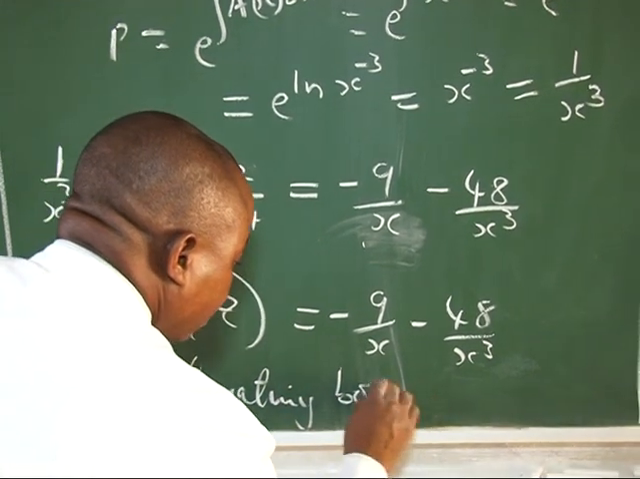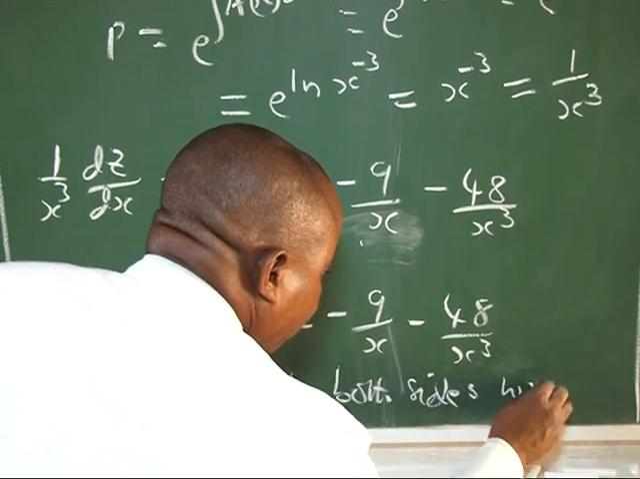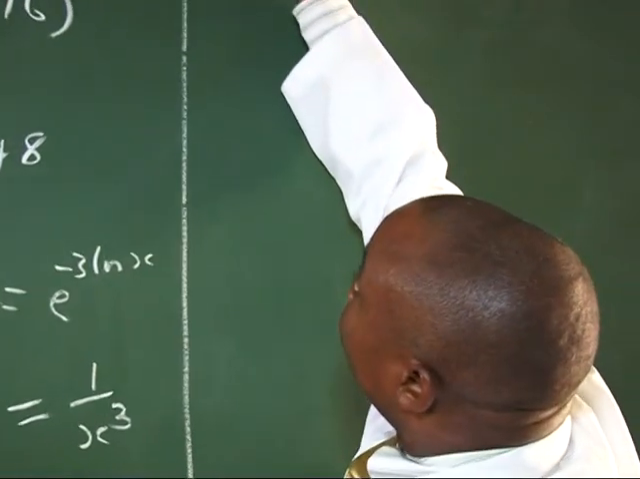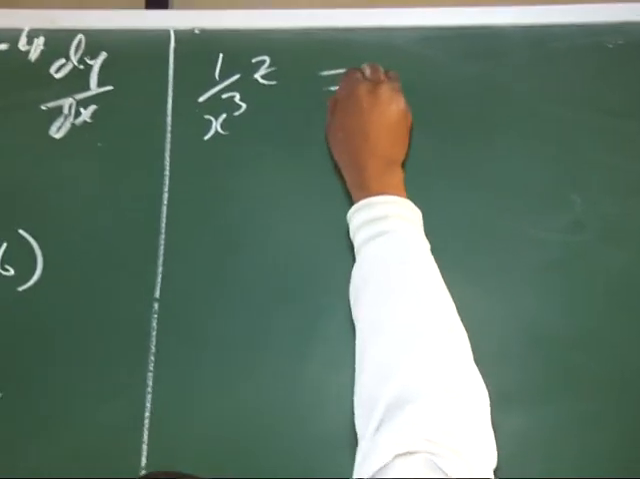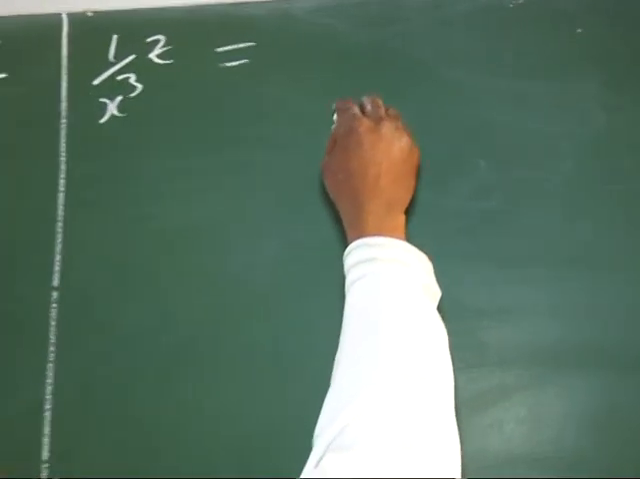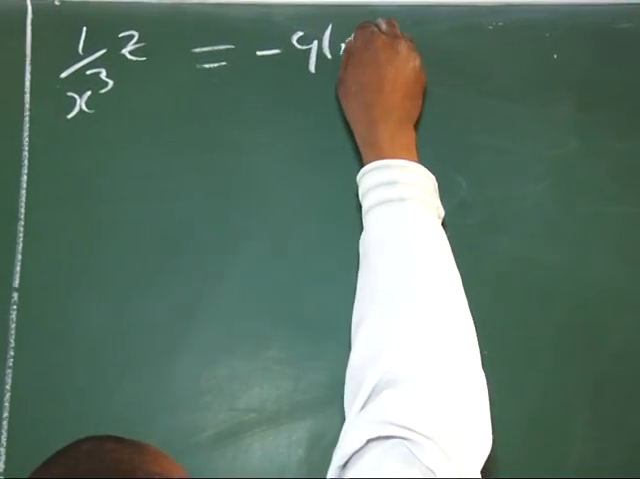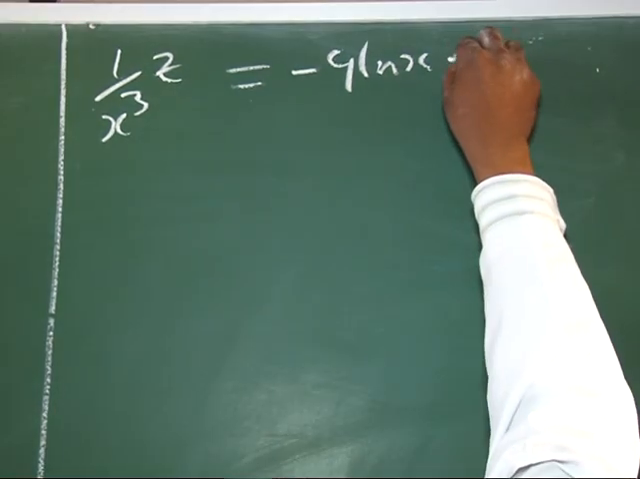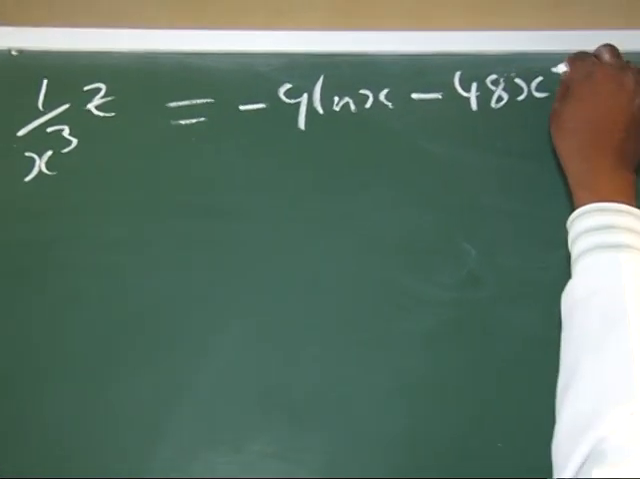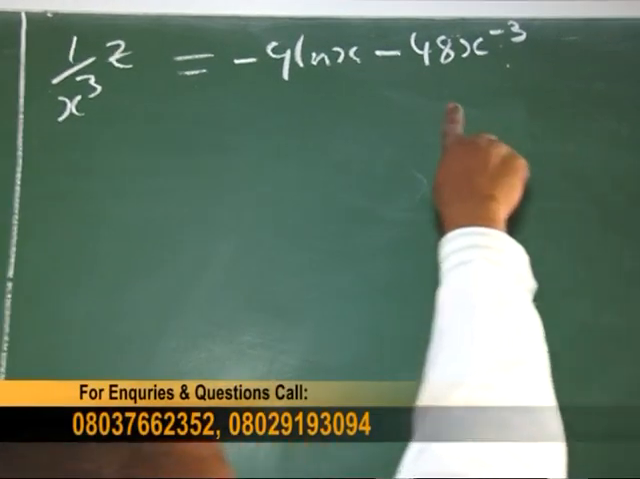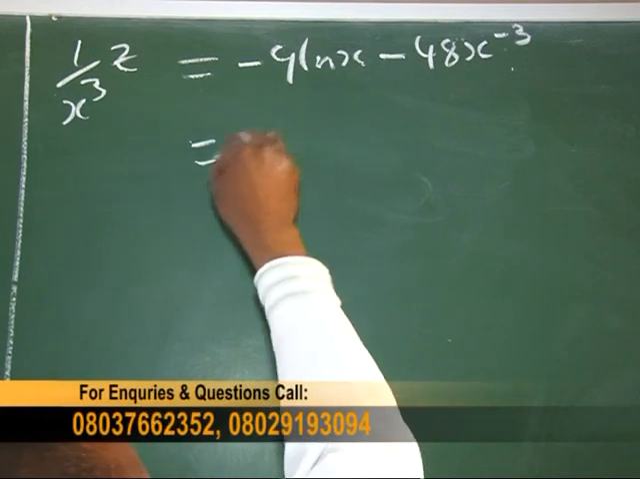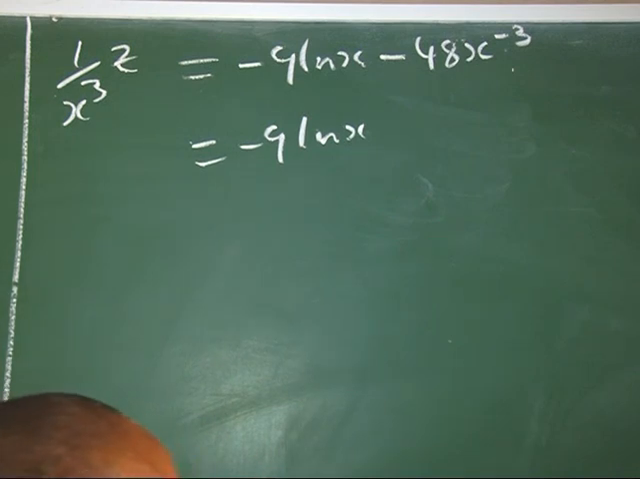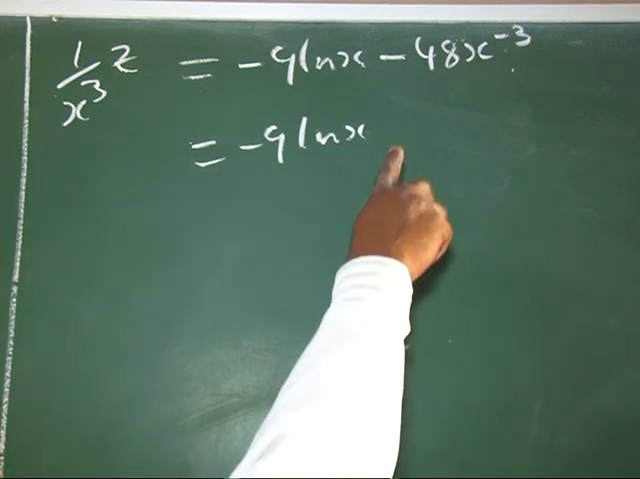Integrating both sides with respect to x. To do that, we have 1 all over x cubed z is equal, if you integrate here, we have minus 9 ln x. Now let's integrate here. Before we do that, we have minus 48 x raised to power 3. So if I integrate here, I will have minus 9 ln x.